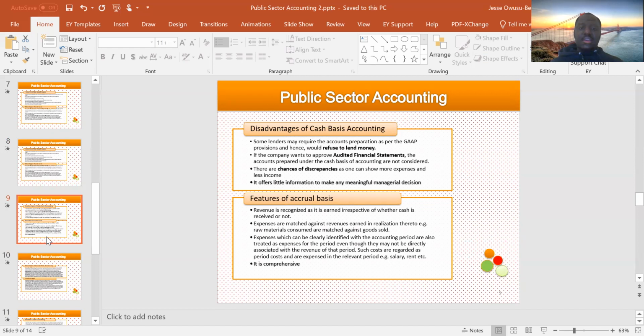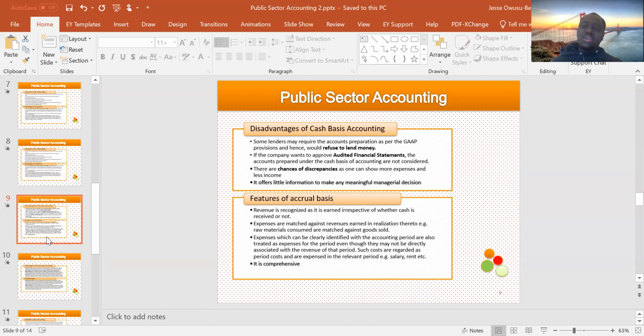The disadvantages are that some lenders, when you go to some financial institutions, will want to see your accounts prepared according to GAAP, because that's what is reasonable for them. And so some of them will refuse to lend you money if you don't have it prepared according to the accrual basis of accounting. If the company wants proper audited financial statements, then it cannot prepare its financial statements under the cash basis of accounting.